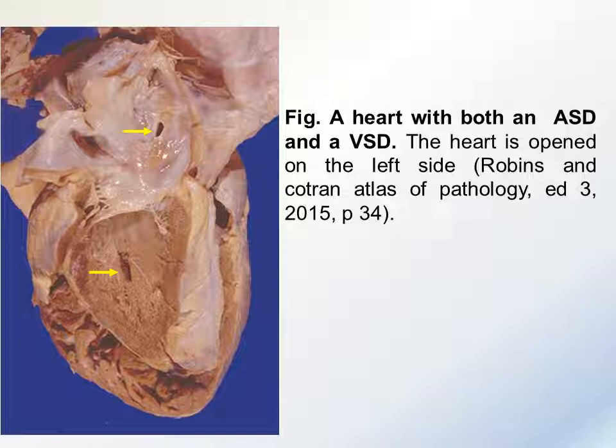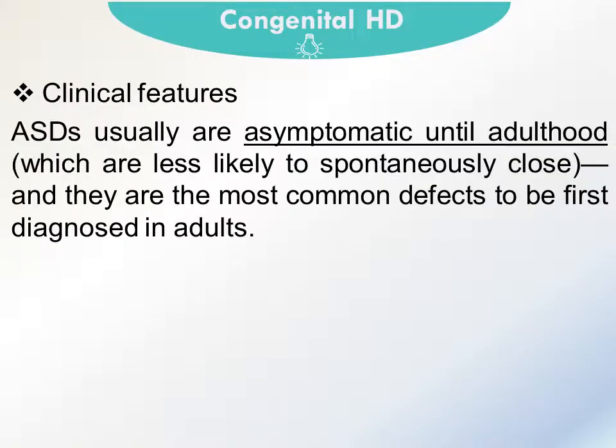Hemodynamically significant lesions are accompanied by right atrial and ventricular dilation, right ventricular hypertrophy, and dilation of the pulmonary artery, reflecting the effects of a chronically increased volume load. Clinical features: ASDs usually are asymptomatic until adulthood, are less likely to spontaneously close, and are the most common defects to be first diagnosed in adults.